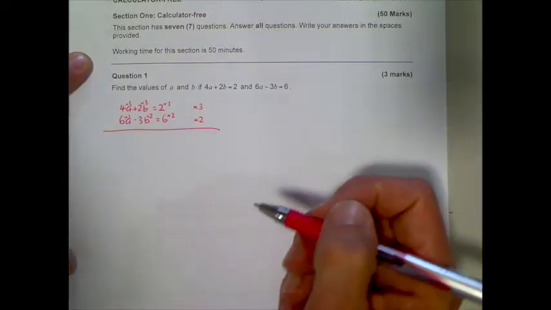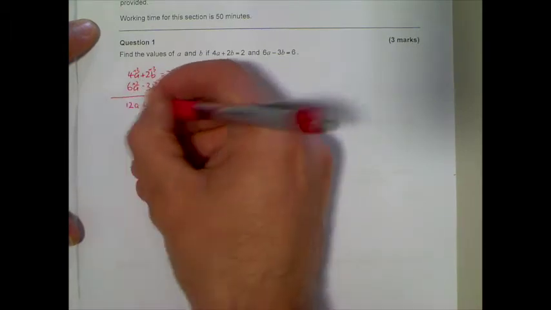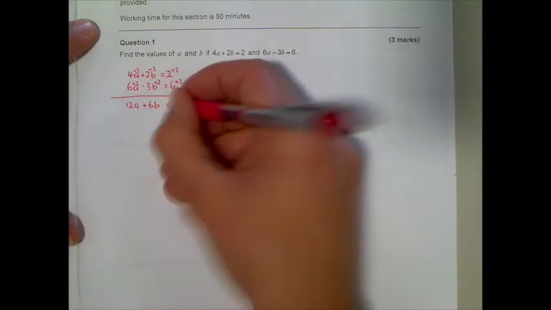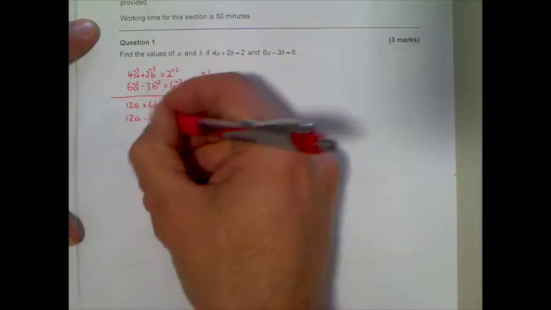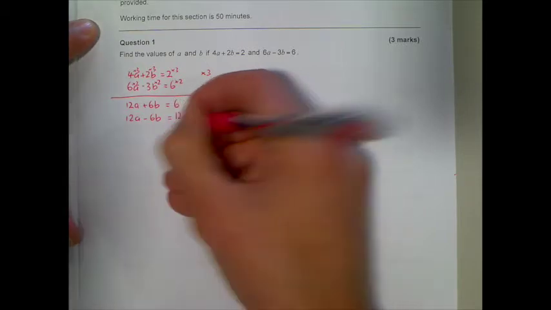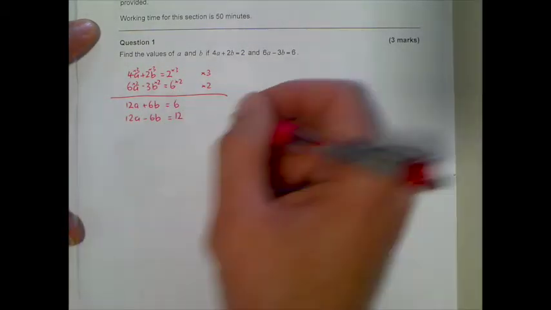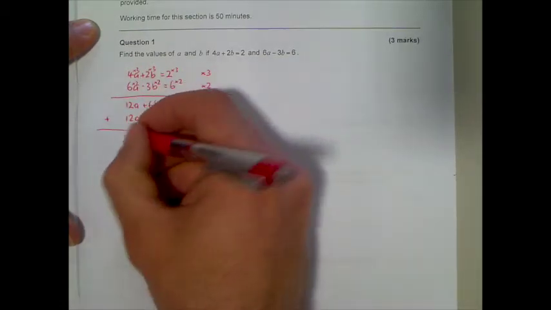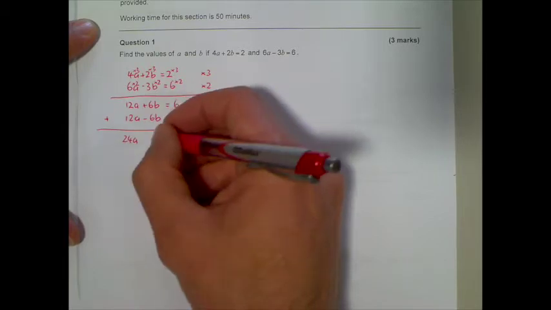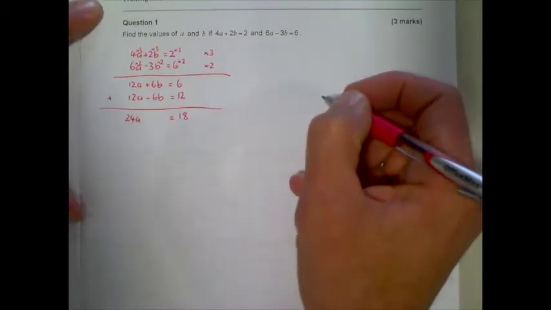Okay, let's rewrite those equations. It's a really good way just to make sure that we're getting everything correct. So we've got 12a plus 6b is equal to 6, and then we're going to have 12a minus 6b is equal to 12. Alright, so to eliminate the b's there, I would add the two equations together. So I'm going to add each component together, so 12a plus 12a will give me 24a, 6b plus negative 6b is 0, and 6 plus 12 is 18.